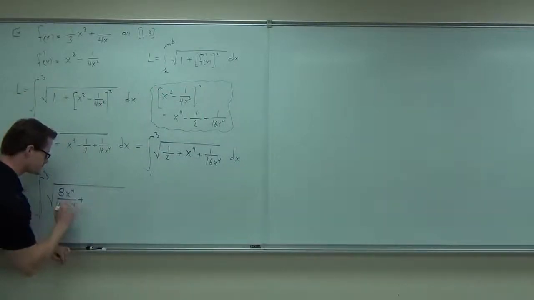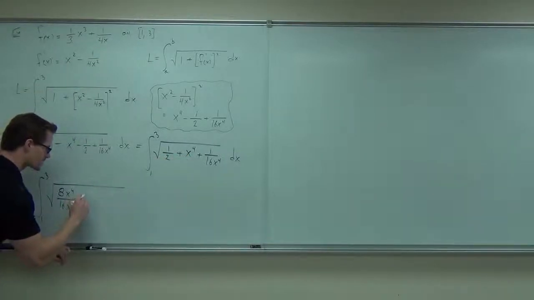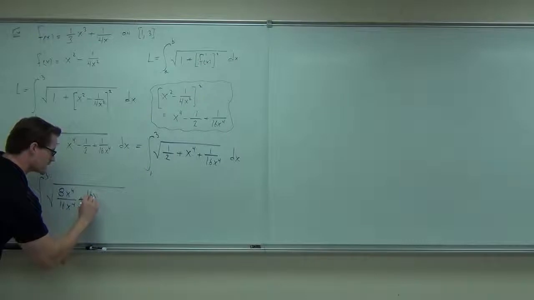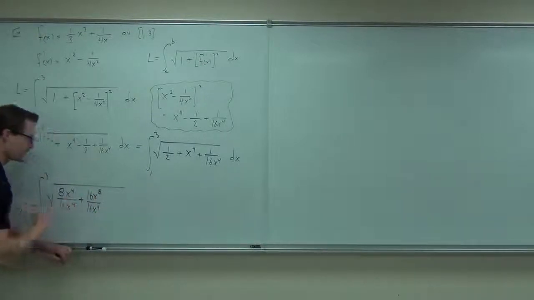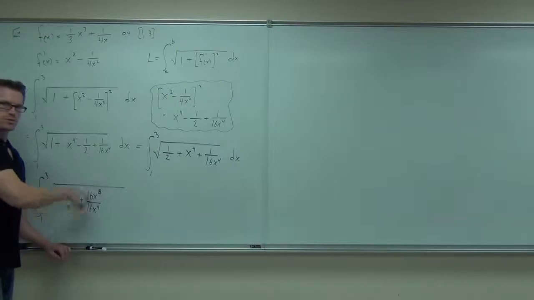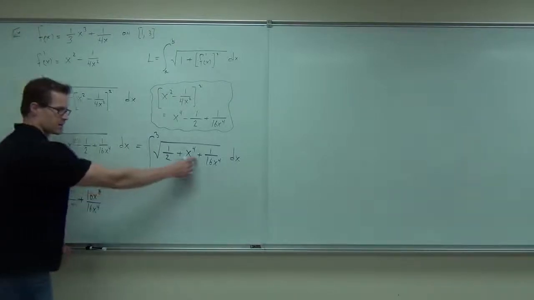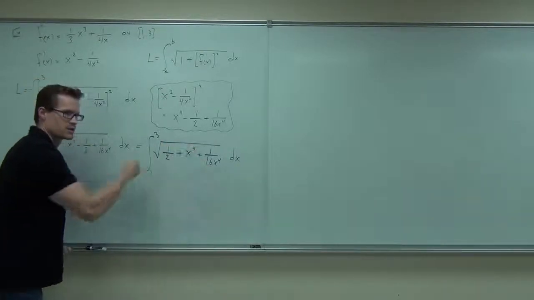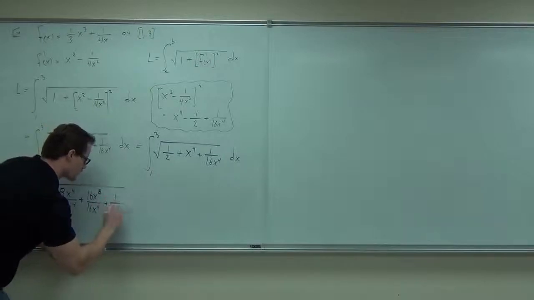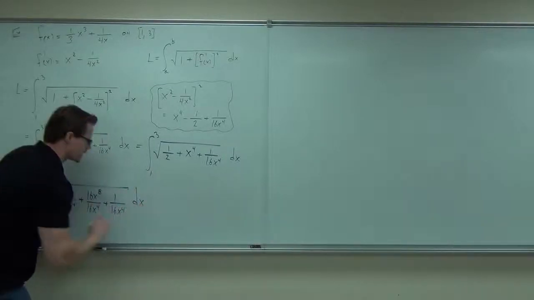Plus this thing, x to the fourth, is the same thing as 16x to the eighth over 16x to the fourth. That still equals x to the fourth. So that's an equivalent expression as well. This is this. Plus, nothing I need to do there. It's already the denominator that I want. 1 over 16x to the fourth. Tie it all up with a dx.